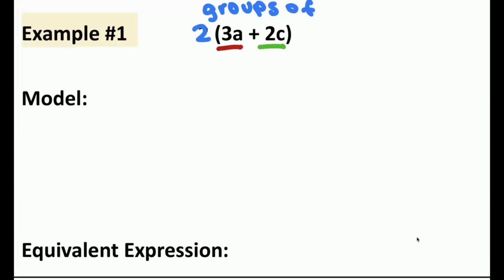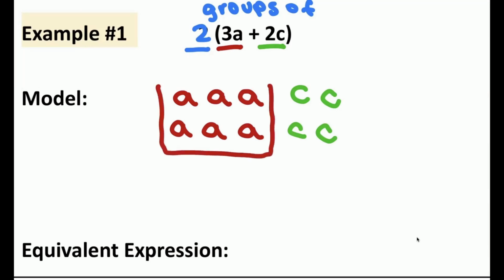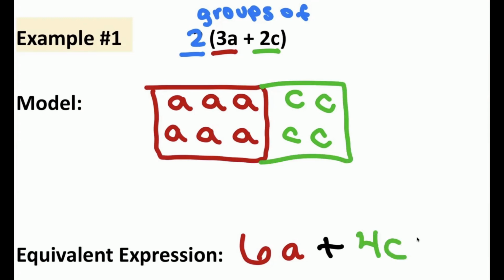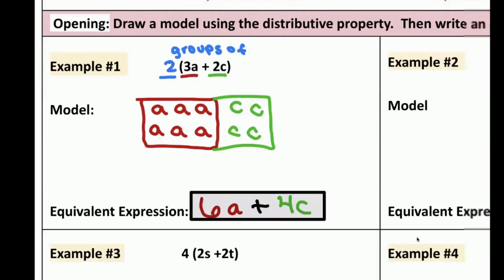So when I'm drawing my model, I'm going to start by writing 3a and 2c. So you can start by just writing what's on the inside. And then our coefficient is 2, so we're going to do that twice. We have 2 groups of 3a plus 2c. So I'll write 3a again and 2c again. Now I can see that we have a total of 6a plus 4c. And that is our equivalent expression. You cannot combine those to be 10ac. Your final answer is 6a plus 4c.